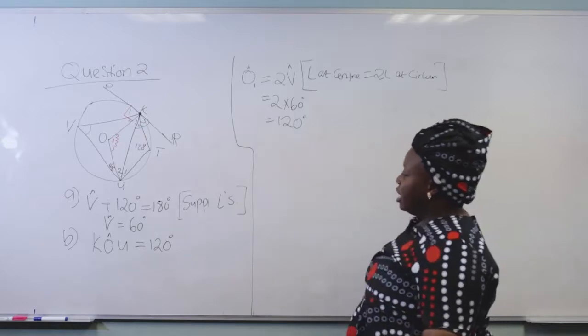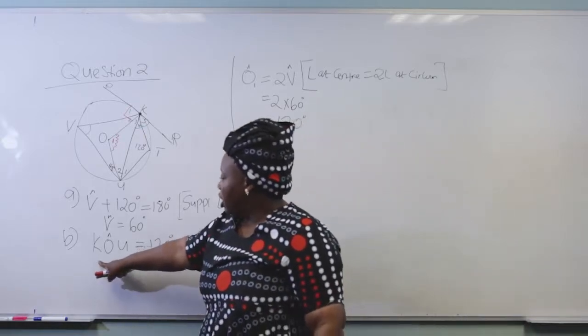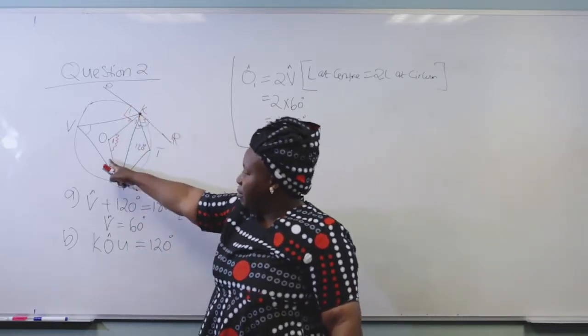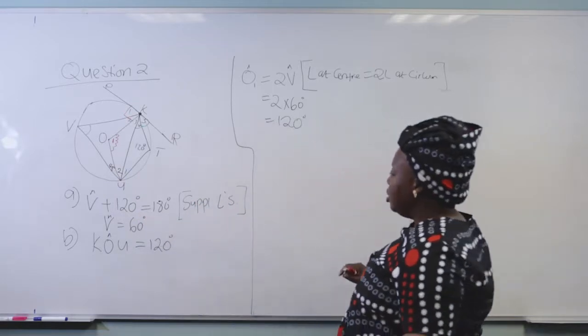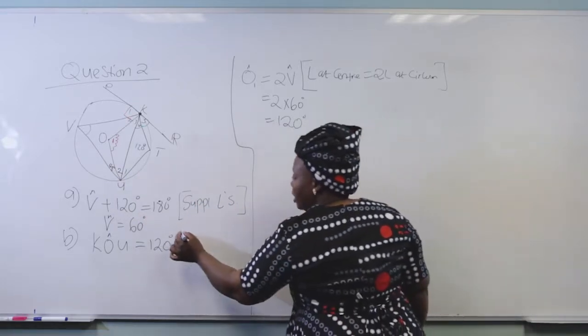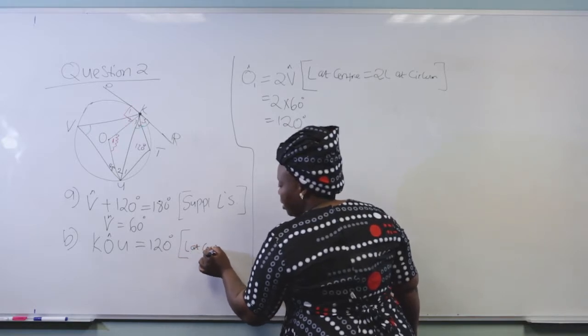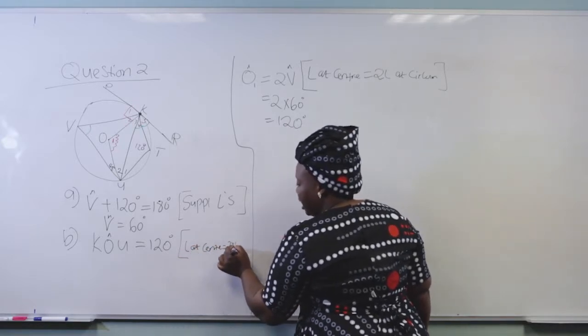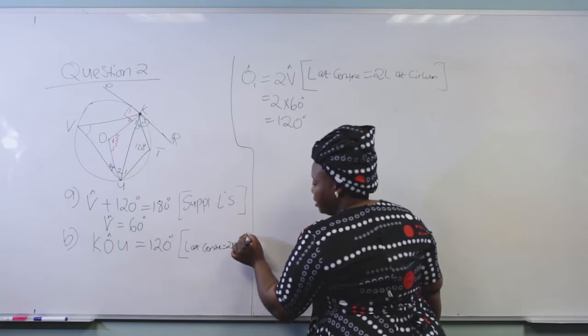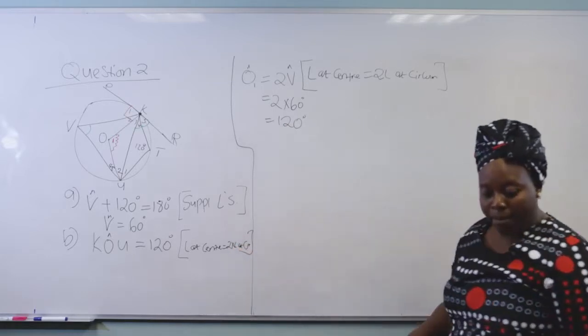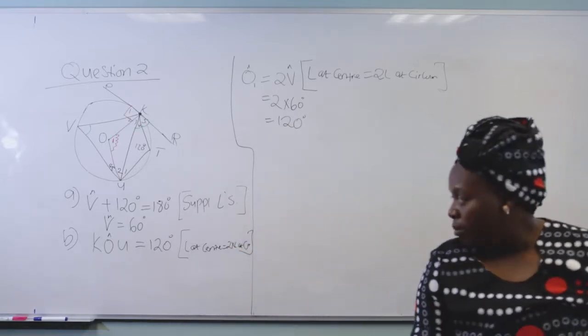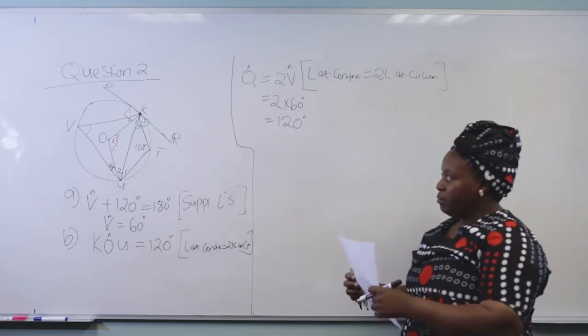So if they say give the reason for KOU, why is it equal to 120? Your reason will be that the angle at the center equals 2 times the angle at the circumference. And then you get your mark for that. So you need to be able to trace back the information.